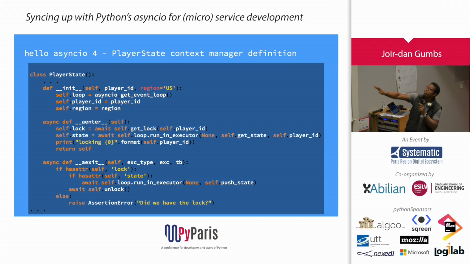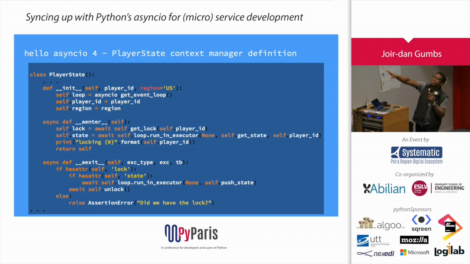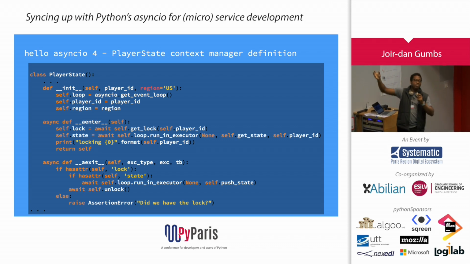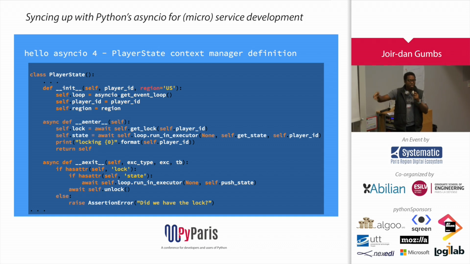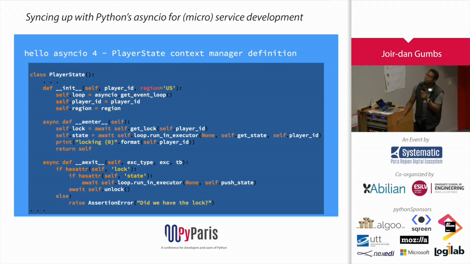So here, all I've done is, and I hope it's easy to see, when you hit the asynchronous enter, I grab some lock, and then once I grab the lock, I try to get some state. In this case, getting state is some synchronous function that probably uses a synchronous database package or something else, and given the player ID, it grabs that state. And then once I have the state, I can manage, manipulate, do whatever.